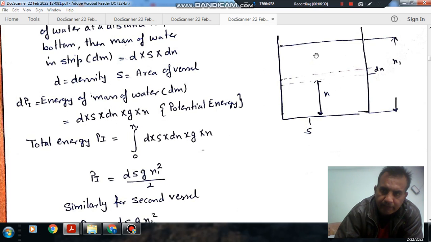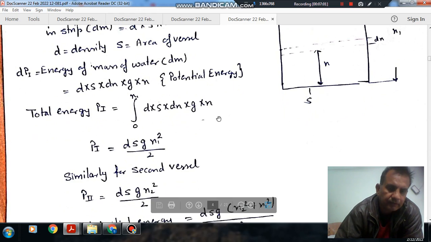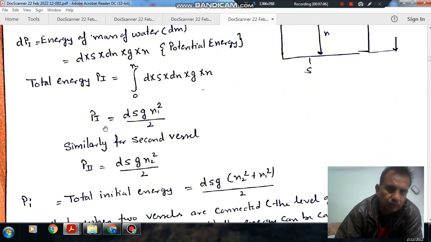Now if we integrate over this strip with the limit 0 to x1, then we get the potential energy of this whole water. So integrating within the limit 0 to x1, ρS g x dx, it will be x² by 2, and putting the limit, x1² by 2. So P1 is equal to ρSg x1² by 2.